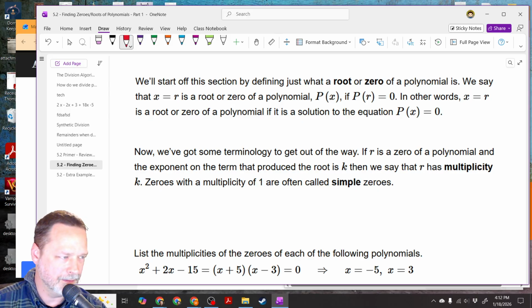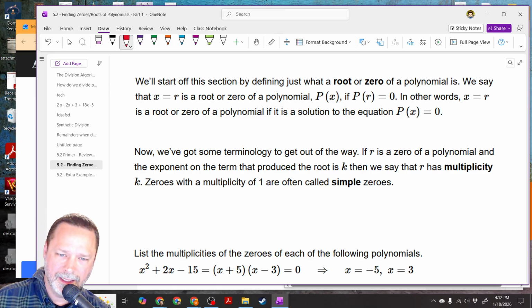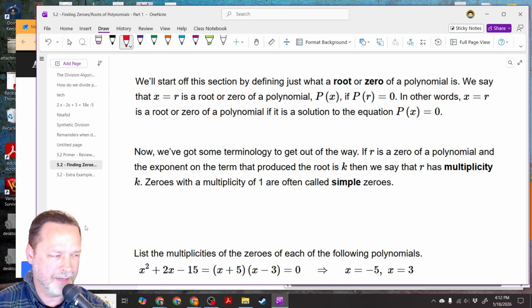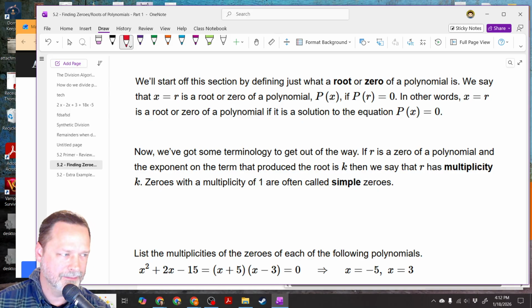Well, we're going to do a couple of these, so don't worry about this. The next thing, too, we can have roots that come up more than once. And if it comes up more than once, we say it has a multiplicity of, let's say, 2, if it came up twice. If it came up 3 times, multiplicity of 3, and so on. That's what we're saying in the next paragraph here.